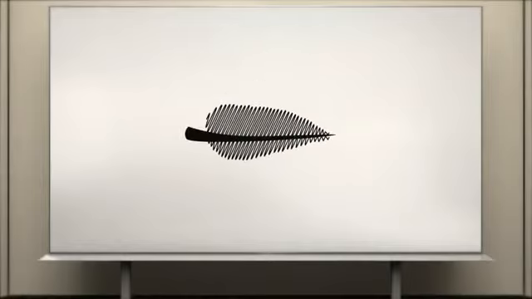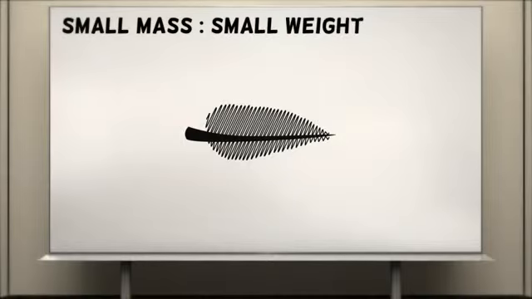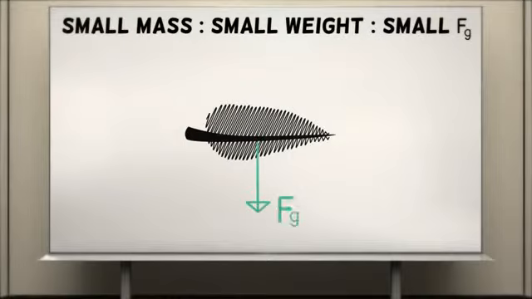So now let's look back and try to explain why our intuition was wrong. What goes on when there is air resistance that makes the feather fall more slowly? Let's look at the feather on its own to start. We just found out that the feather has a small weight because it has a small mass. So this means that the force of gravity pulling on the feather is relatively small. So let's draw a small arrow to represent the force of gravity acting on the feather.